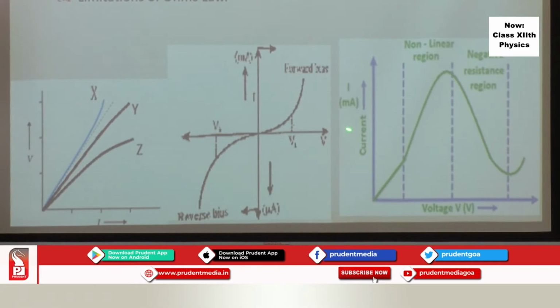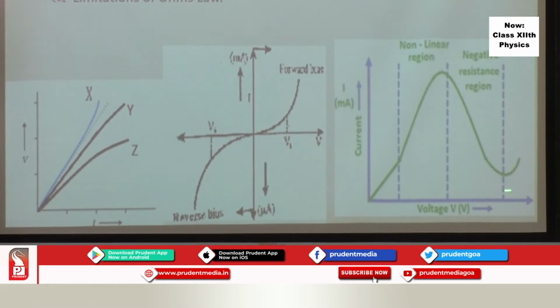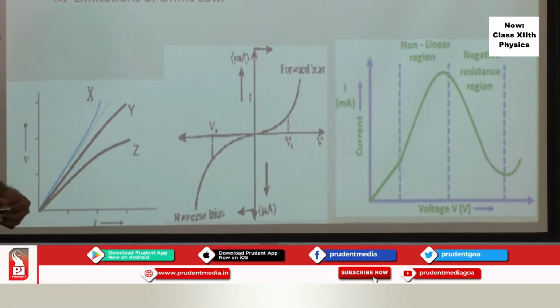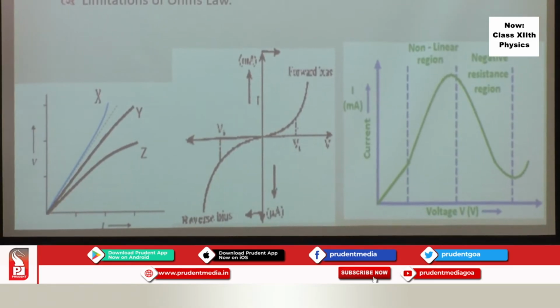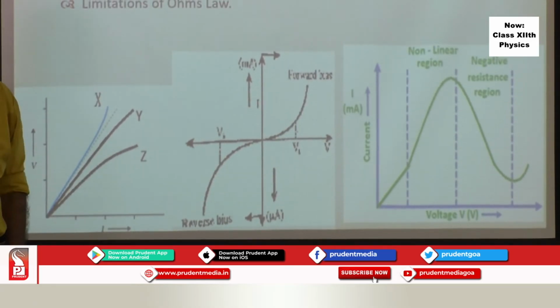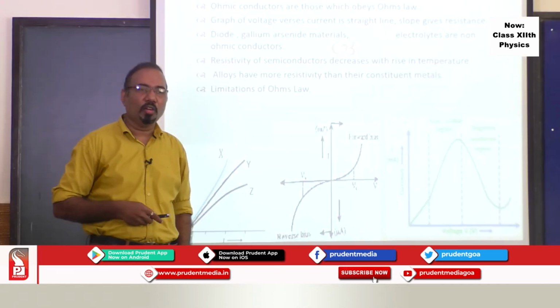Then, if you try to see this particular element, this is a graph for the element gallium arsenide. It shows a linear graph here, and then there's a non-linear region, and this is a negative resistance region where voltage increases, current is decreasing. That is a negative resistance region. So this is more or less the graphs for the ohmic conductors and non-ohmic conductors. So these are the limitations. There is a limitation on Ohm's law.